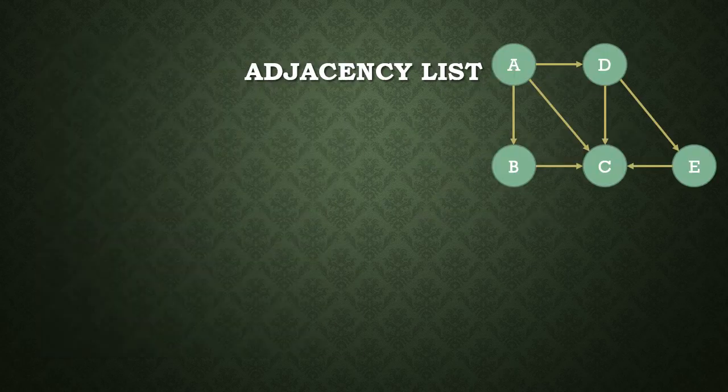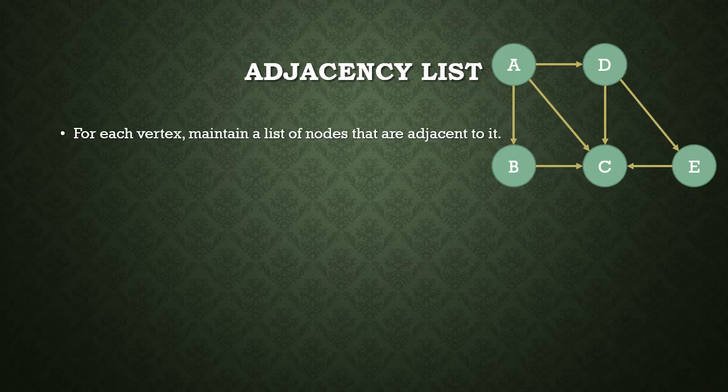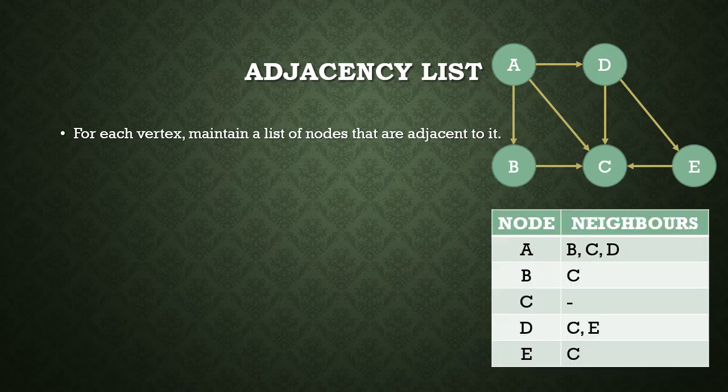How do you make an adjacency list? This method uses linked structures or the linked list that we saw. For each vertex, maintain a list of nodes that are adjacent to it. So, look at the graph. I have drawn up a table for it. From A, I can go to nodes B, C, and D. From B, I can go to C. From C, I cannot go to any node. From D, I can go to C and E. And from E, I can only move to C.